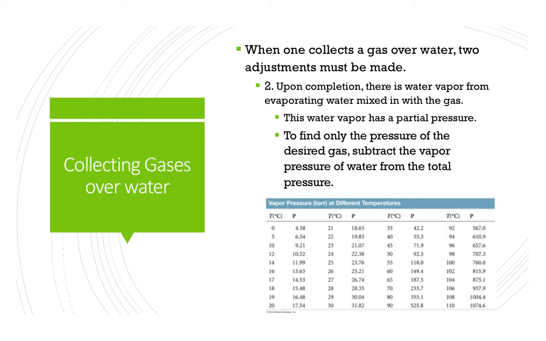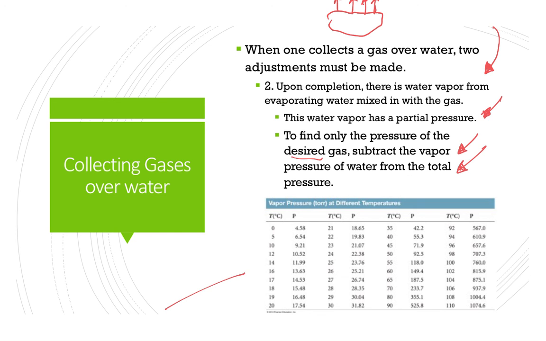The other adjustment is that if we're collecting over water, there will necessarily be some water vapor in our container. The water that we're collecting over will spontaneously evaporate in small amounts, and that creates water vapor gas particles that contribute pressure to the overall pressure. So upon completion, there's water vapor mixed in with the gas, and it has a partial pressure. To find the pressure only for the desired gas, you have to subtract the vapor pressure of the water from the total pressure.